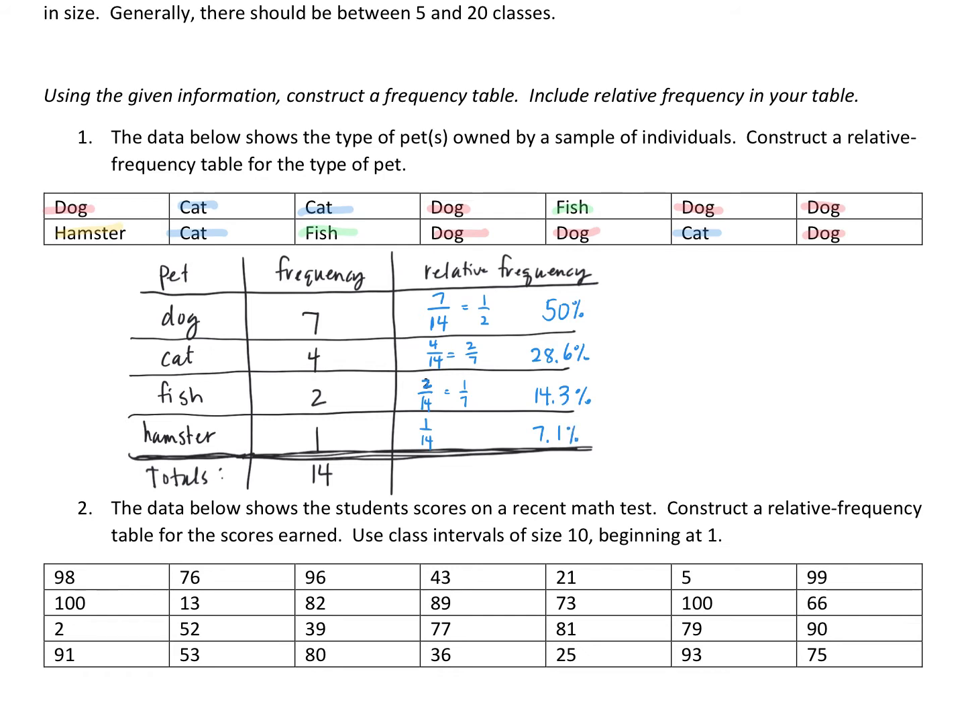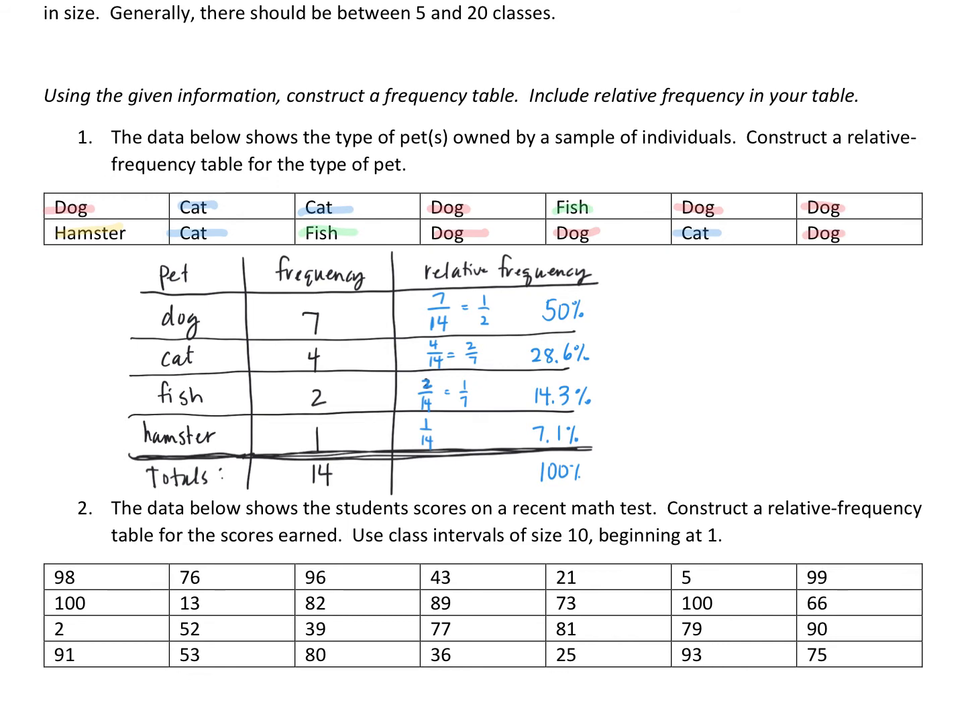So if you added the percentages, so 50 plus 28.6 plus 14.3 plus 7.1, you should get 100%. Now keep in mind I rounded those decimals, so sometimes if you round your decimals, you might add up to 99.9% or 100.1% or something very close to 100%. But if you had not rounded and you added them all up exactly, you would get exactly 100%. If you add up all of your fractions, you'll get 1. So the relative frequency should always add up to 1 or 100%. So there is our frequency table for number 1.